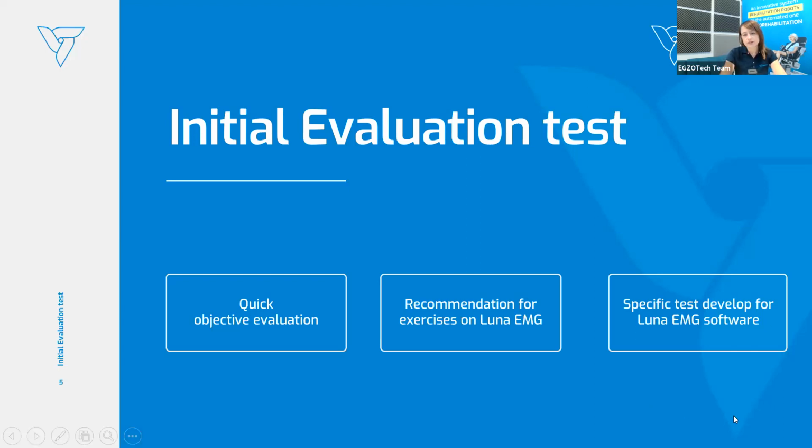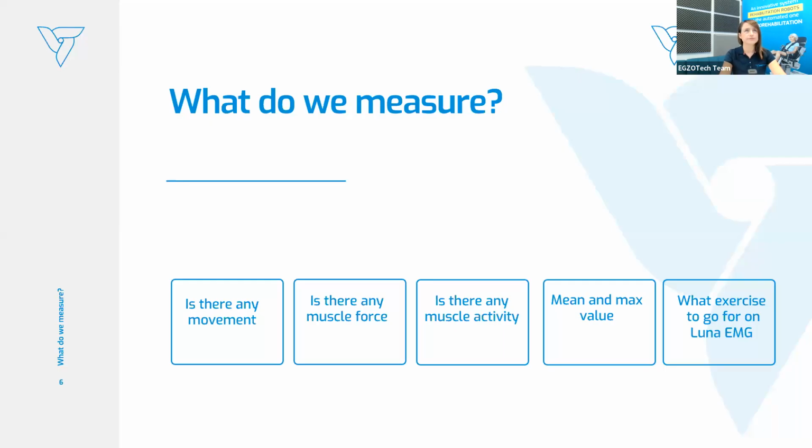And this is a specific test that we developed, and you won't find it in the literature because we are the ones that came up with it. But what do we measure in that test? So basically, the idea is to give you the quick information right away. Is there any movement that the patient is able to move a little bit? If there is a muscle force behind that, what is the EMG activity during that? Is there any? And you will get the values from those tests and the recommendation for the test.